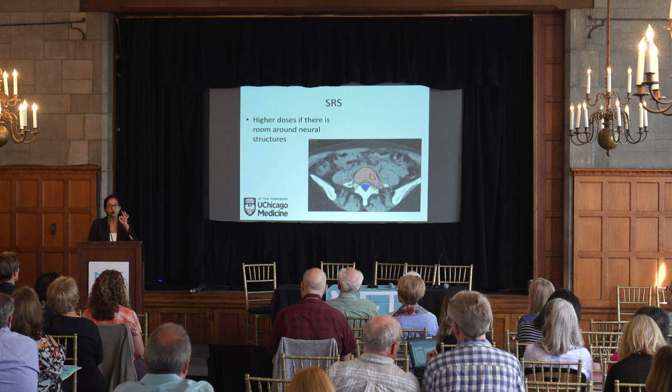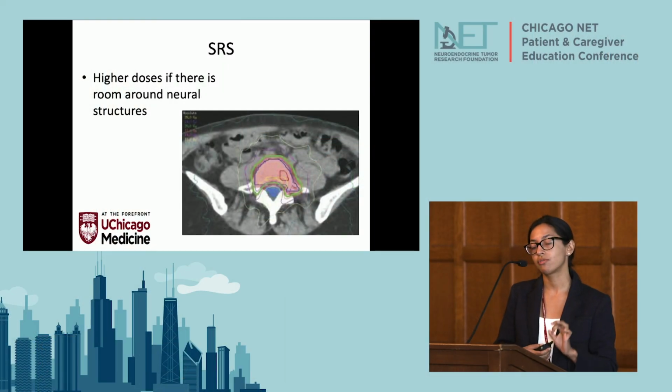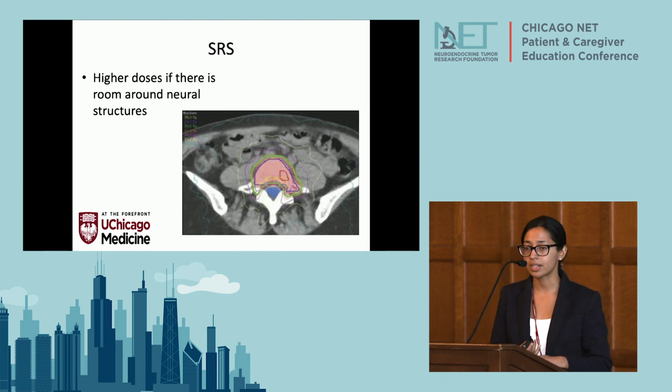And here, if the tumor is far enough away from the spinal cord, we can give very, very high doses of radiation just to the tumor itself. And this requires planning with a radiation oncologist and a neurosurgeon. And not all facilities offer that, but it is a good treatment option to remember.